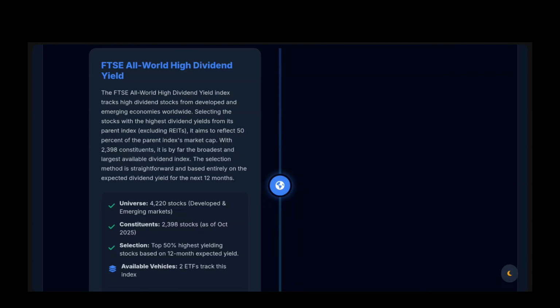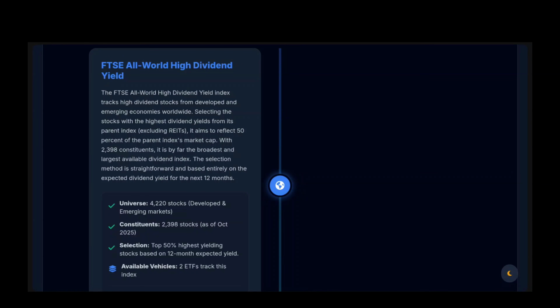So the FTSE All World High Dividend Yield Index tracks high dividend stocks from developed and emerging economies worldwide, selecting the stocks with the highest dividend yields from its parent index. However, excluding REITs, it aims to reflect 50% of the index market cap with 2,498 constituents. It is by far the broadest and largest available dividend index. The selection method is straightforward and based entirely on the expected dividend yield for the next 12 months.